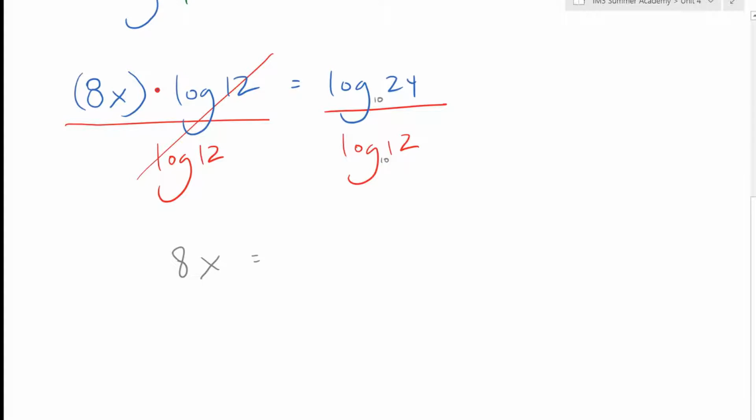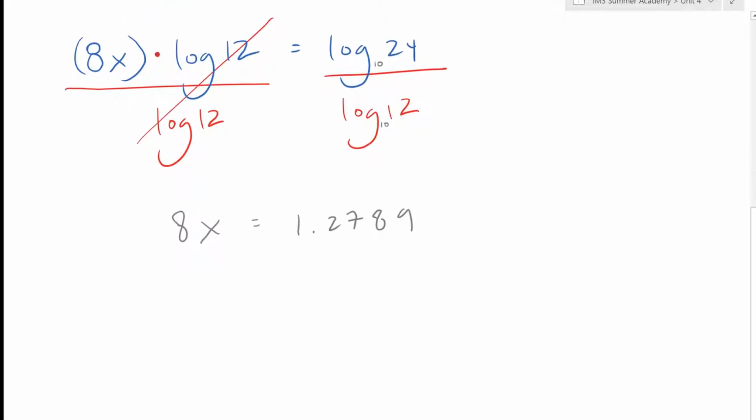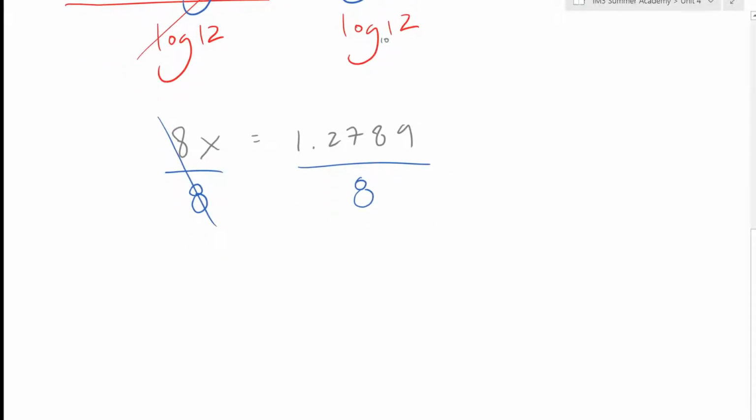So log 24 divided by log 12 comes out to a decimal. I like to use at least 3 or 4 decimal places, so I'll go with 4 decimal places: 2.7789. And that's pretty nice and easy to solve. We'll divide both sides by 8. Now we're finally getting x by itself. And yes, most of the answers we're going to have today will come out to these ugly decimal numbers.